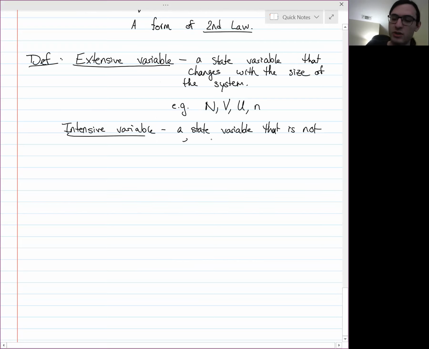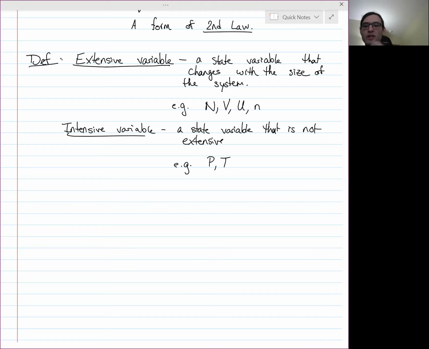So examples of this would be pressure and temperature. If you take two systems that are identical in every way, they have the same temperature, pressure, volume, all that business, and then you just slap them together and consider it just one system, the pressure is not changing, and nor is the temperature. Even though you're doubling the amount of particles, you're doubling the volume, you're doubling the internal energy, and so on.